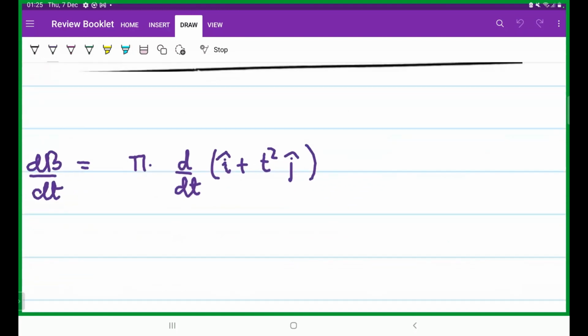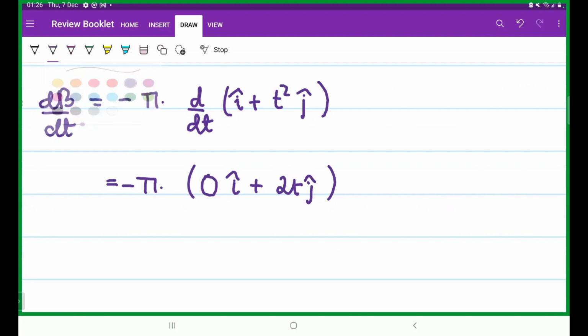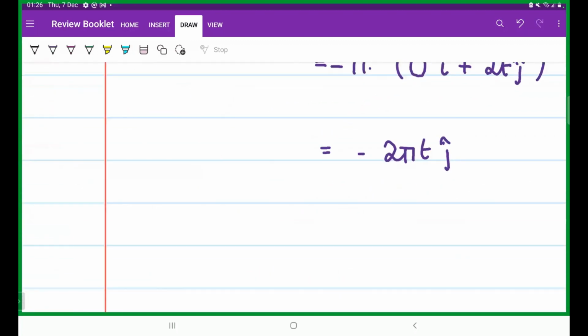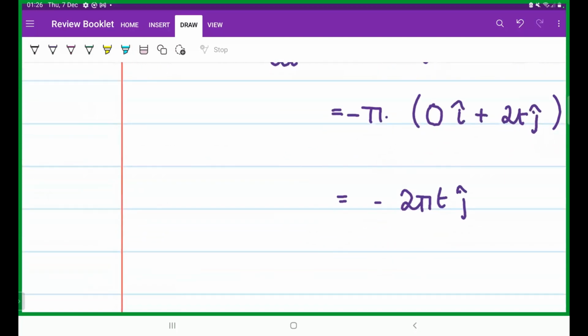Now, upon differentiating it, this will basically be 0 I cap plus 2t j cap. And we have got a minus sign before it, so sorry. So this will basically be minus 2 pi t j cap. Alright, have I done a mistake anywhere? No, I've not. Very nice. So this is the first thing which we find out, the EMF which has been generated across that loop.